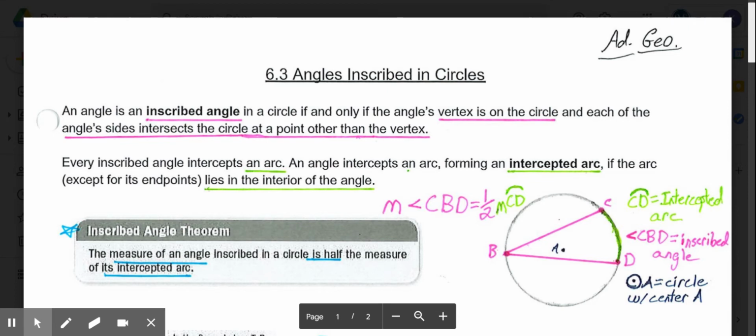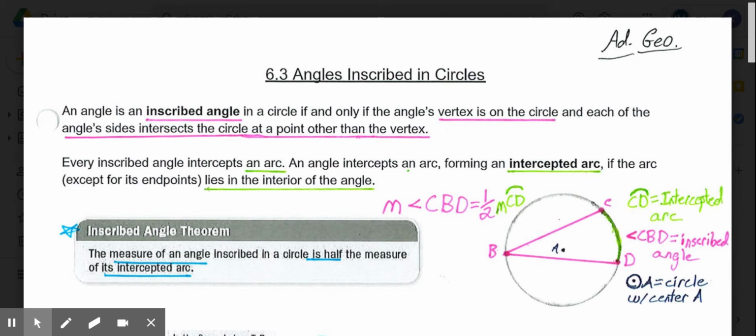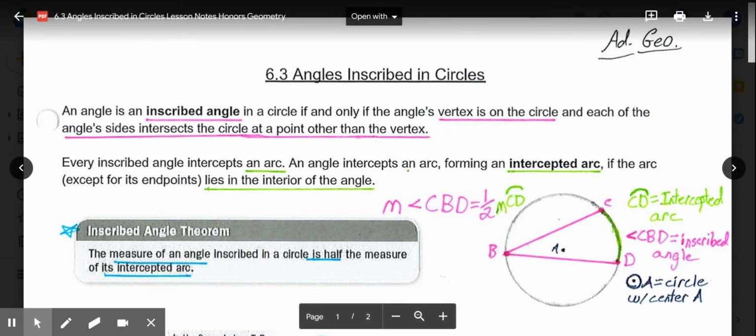Every inscribed angle intercepts an arc. An angle intercepts an arc, forming an intercepted arc, if the arc, except for its endpoints, lies in the interior of an angle. So what's an intercepted arc? Looking back at angle CBD, arc CD right here, this arc along the circle, is the intercepted arc. It's the arc piece in between the two points of the inscribed angle.